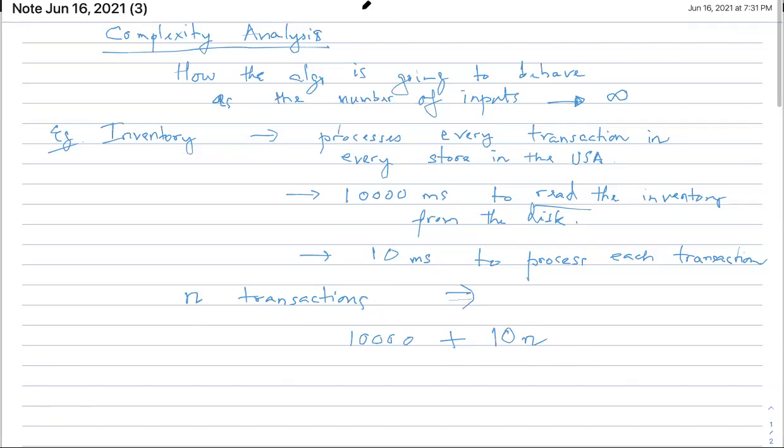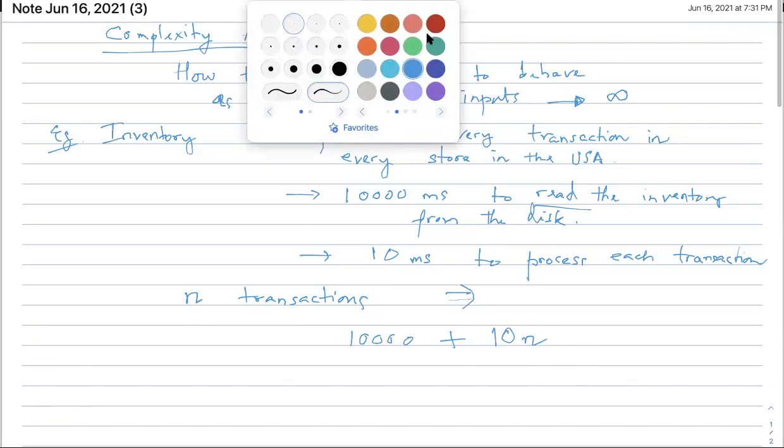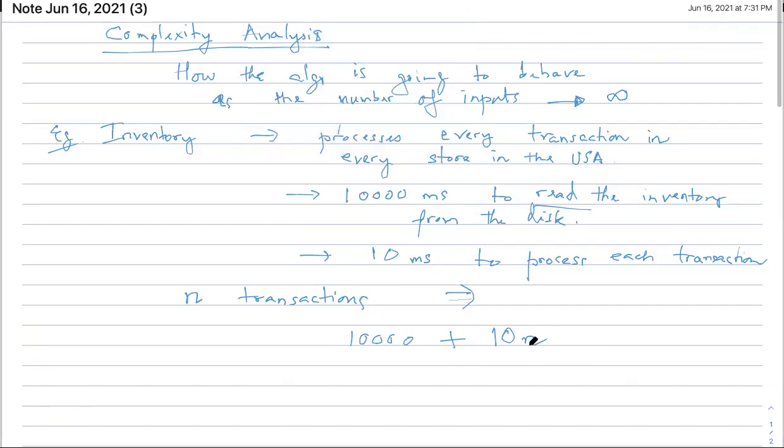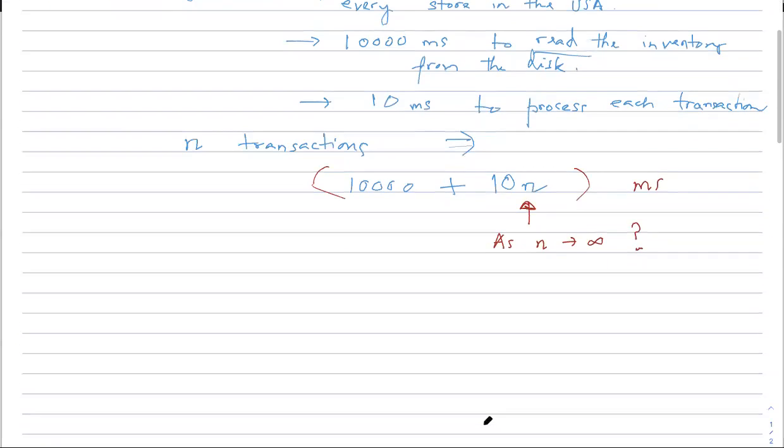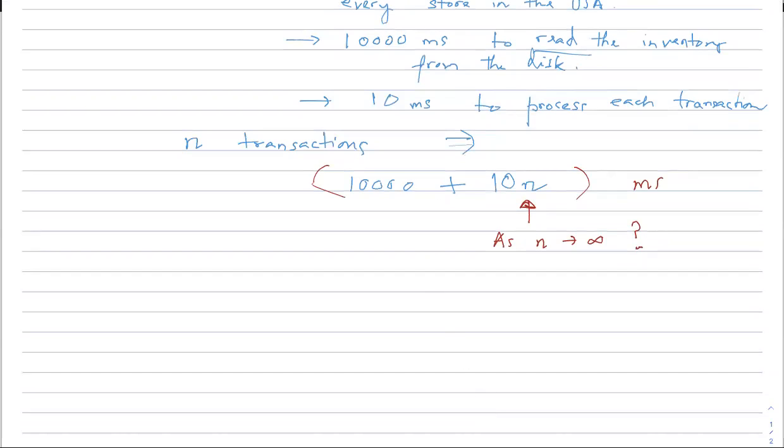So our question here is not just about this. This is giving us this many milliseconds, but our question is more tied with this n. As n becomes very large, so as n tends to infinity, what happens? That would be the focus.